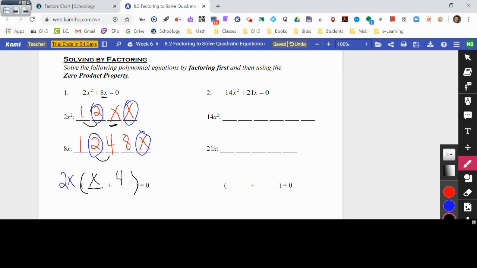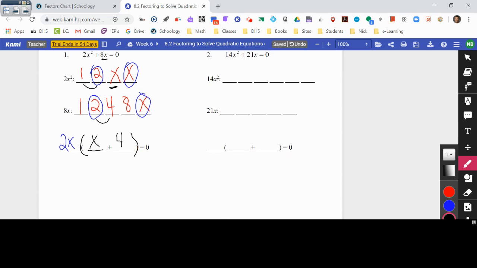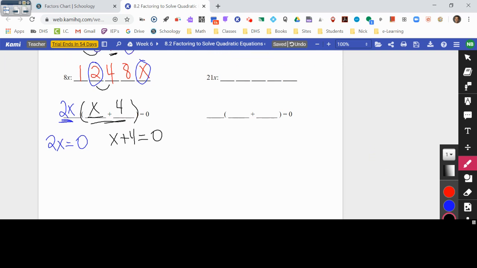But now that we did the factoring part, now I need to do the solving part using that zero product property. When I'm doing that property, that means that this factor of 2x is equal to 0, and this x plus 4 is also equal to 0. So one of these two things has to be equal to 0, so I set both of them equal to 0, and then I solve for both.